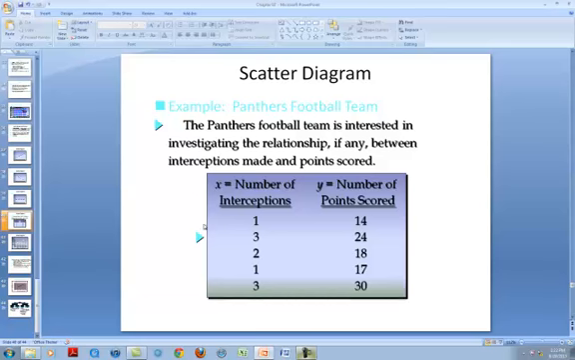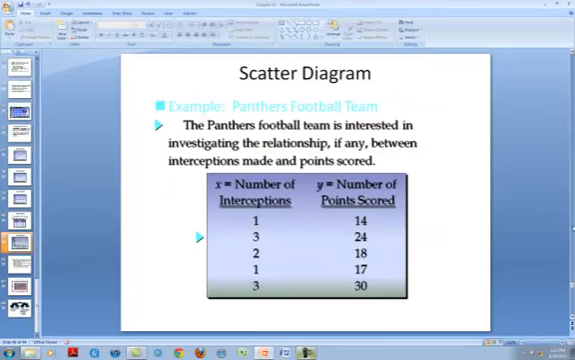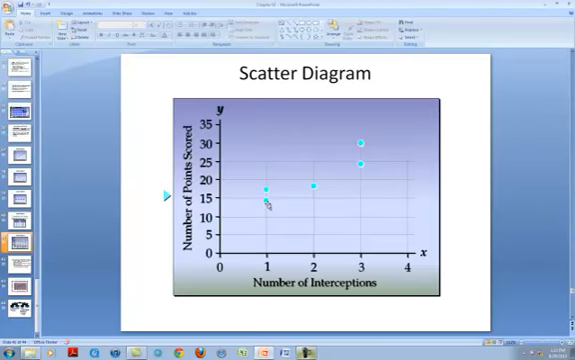What we can do is graph these, and let's put interceptions on the horizontal and points scored on the vertical. So 1 was 14 points. They also did 1 interception here, and they got 17 points. So this is 14 and 17, and so on and so on. What do you think is the relationship between the number of interceptions and the number of points scored?